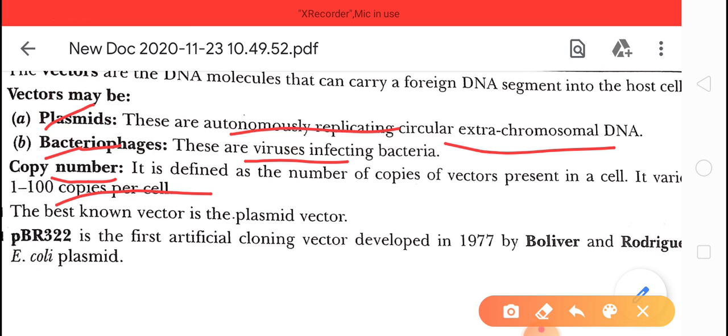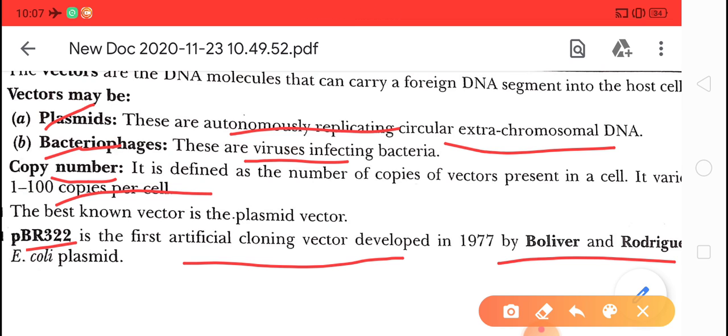Okay, children. The first artificial cloning vector is pBR322, and it was developed in 1977 by Bolivar and Rodriguez. pBR322 is the first artificial cloning vector. They isolated this vector from an E. coli plasmid. Clear, children?